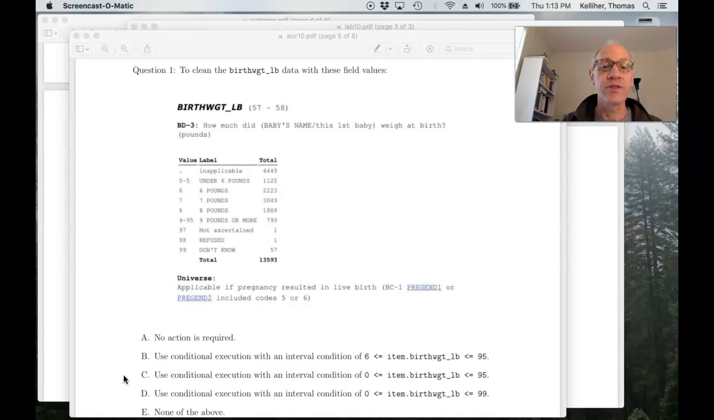Okay, the answer is C. We want to work with those birth weights between 0 and 95 inclusive. So that's why we're using less than or equal.